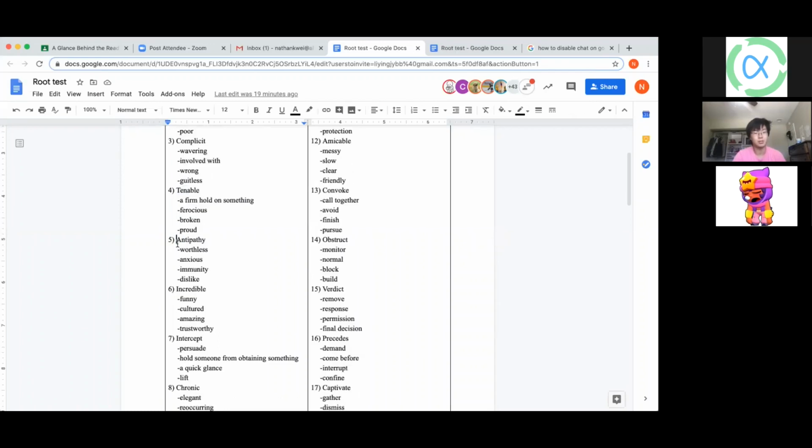Antipathy. Anti would be the root, or the stem here, and anti means against, so the answer is probably going to be dislike. I can understand why you get worthless or anxious, because they're all negatives. But dislike is especially the best word because it's against other people. I can definitely understand why you could argue that maybe worthless is the best one, because it's against maybe having a purpose or something.